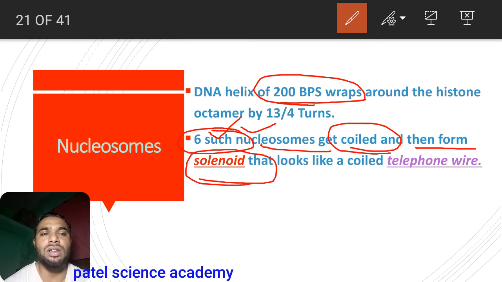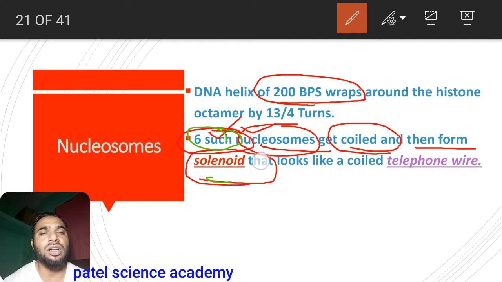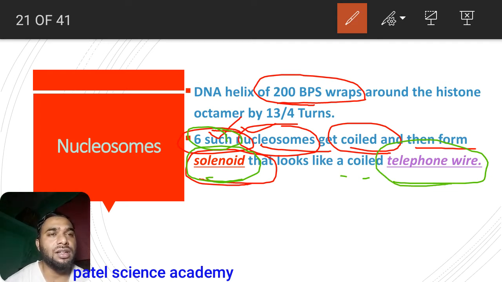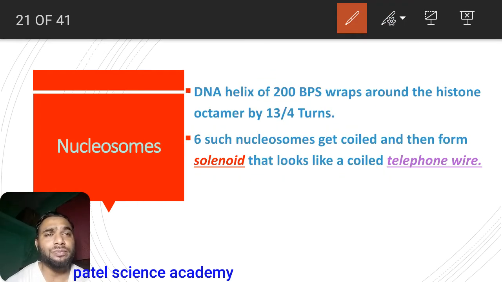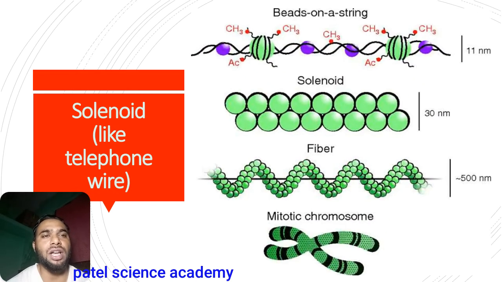That structure, dear student, is known as solenoid. So what is solenoid? Here, one more time, I am introducing one more new term, solenoid. A solenoid is a combination of 6 nucleosomes, dear students. These 6 nucleosomes together form a structure called solenoid, and that looks like a telephone wire. I hope you have seen a telephone wire, and solenoid is the term we use for those 6 nucleosomes which look like a telephone wire.